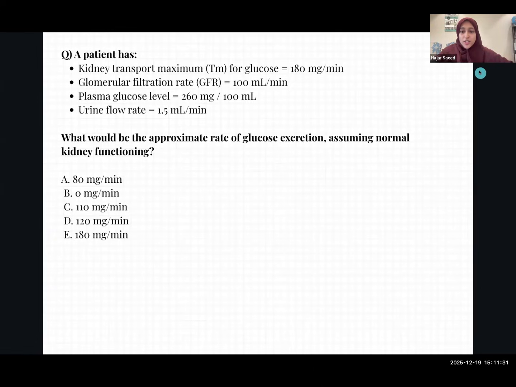By the way, guys, normal kidney functioning doesn't mean that they don't have too much glucose. They could have too much glucose. Like it could exceed Tmax.